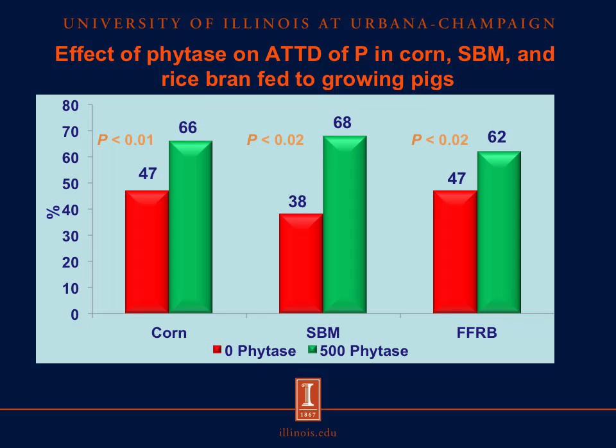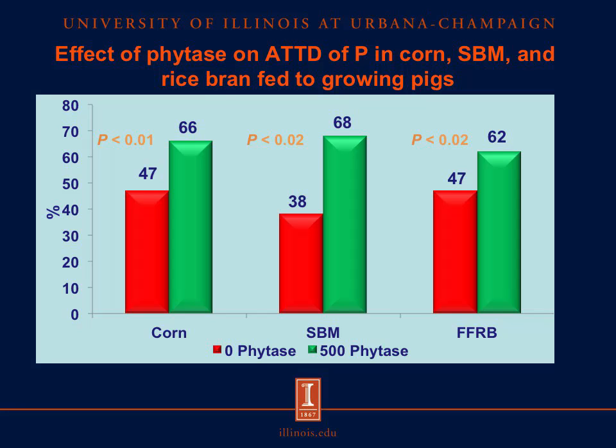For corn, the ATTD of P without phytase was 47%, which is relatively higher than previously reported in NRC 2012. Addition of phytase increased the ATTD of P from 47 to 66%. For soybean meal without phytase, the ATTD of P was 38%, which is almost the same as reported in NRC 2012. And since the soybean meal used in these studies is from the US, this clearly validates the procedure and results obtained in this experiment. The ATTD of P in soybean meal is increased to 68% upon phytase supplementation.